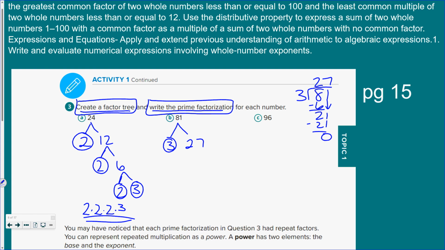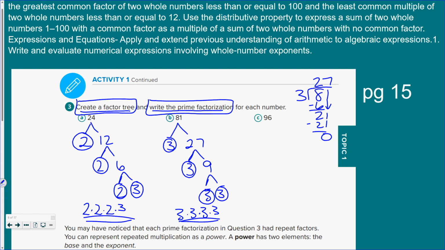Then I just check again. 27. I know I can't divide by 2. By 3? Yes. So then I do it. 3 times 9 is 27. Can I divide 9 by 3? Yes. So I do it. 3 times 3. So now I rewrite my prime factorization. 3 times 3 times 3 times 3.